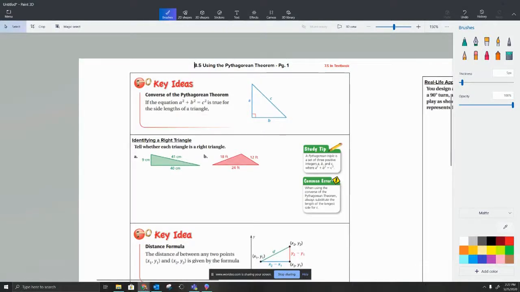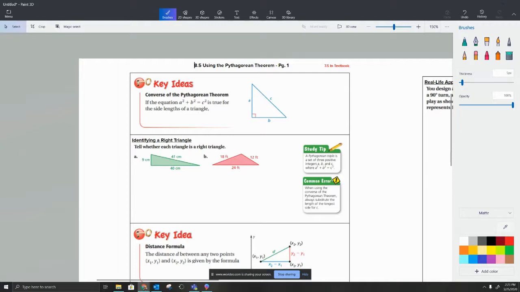Lesson 8.5, using the Pythagorean theorem. So this is kind of an extension to what we learned in 8.3. It's not going to be that much of a stretch. There is one new big thing, which is the distance formula, which we'll get into here in a second. But first, key ideas.